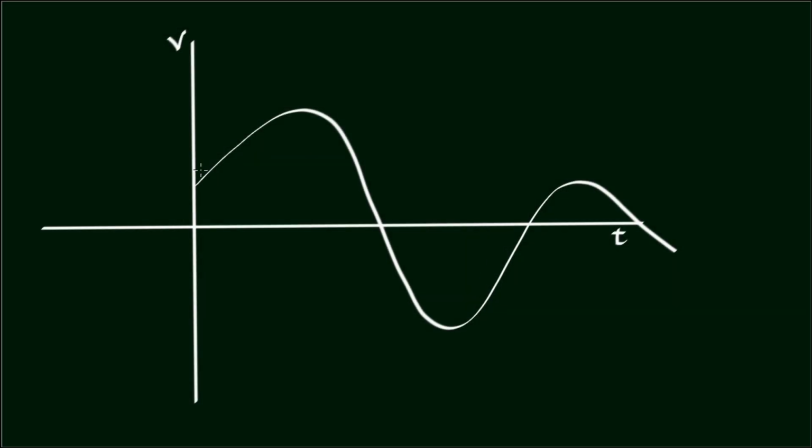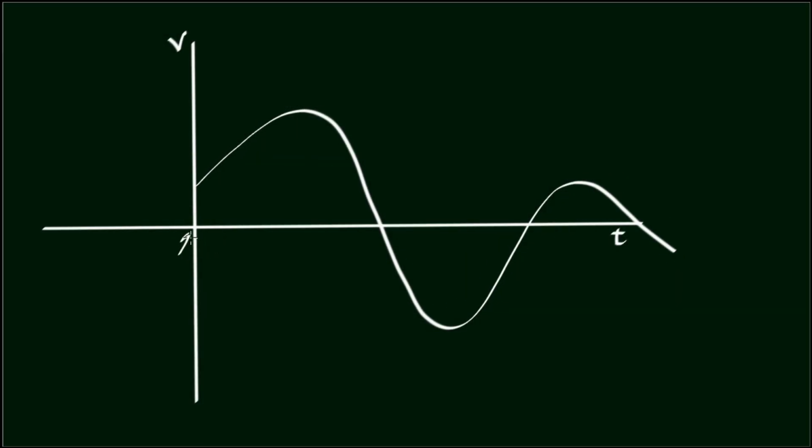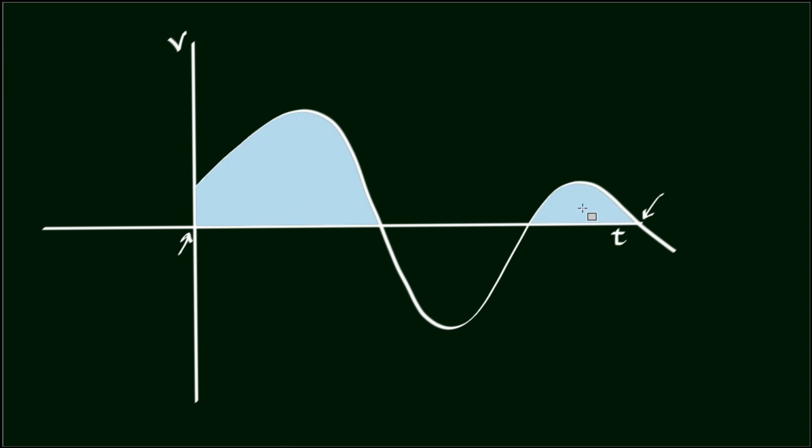So when the velocity versus time graph looks something like this, supposing from time t equal to 0 to this value of time, we wish to find the total displacement. It's going to be this area plus this area minus this area. That is, we calculate areas above the time axis as positive and areas below the time axis as negative. That will give us the total displacement of the particle for this time interval.